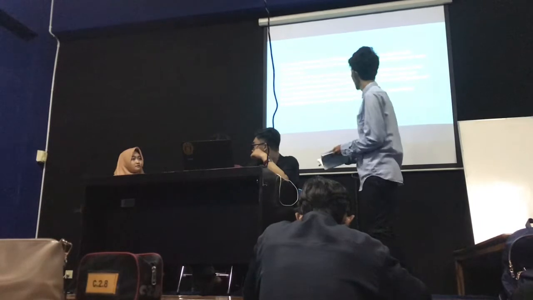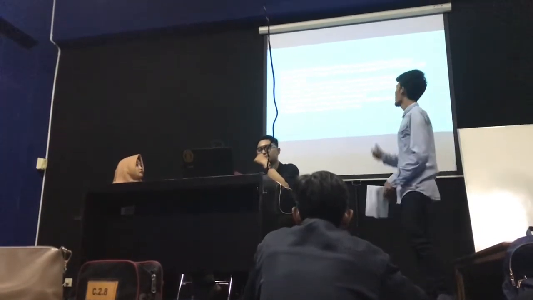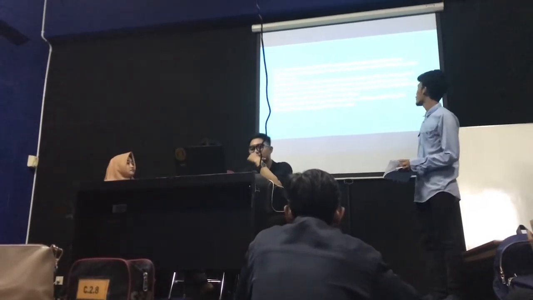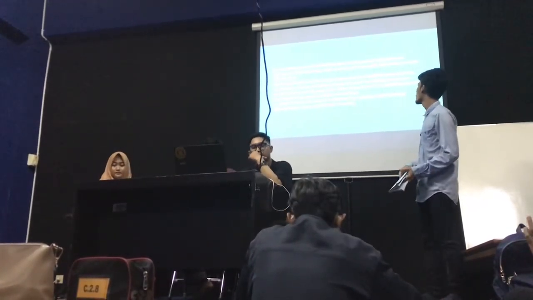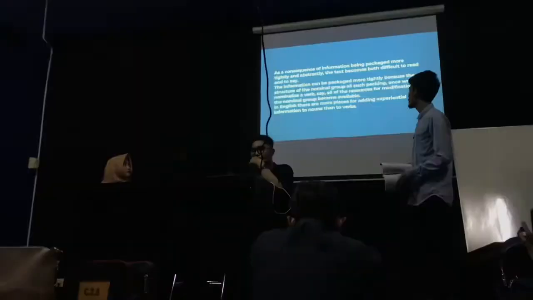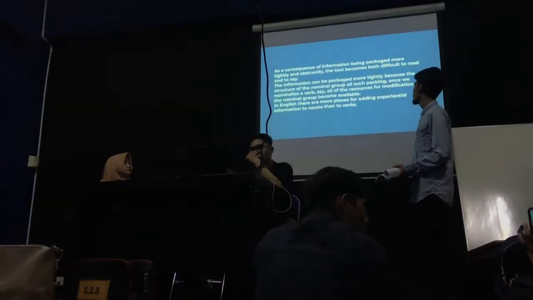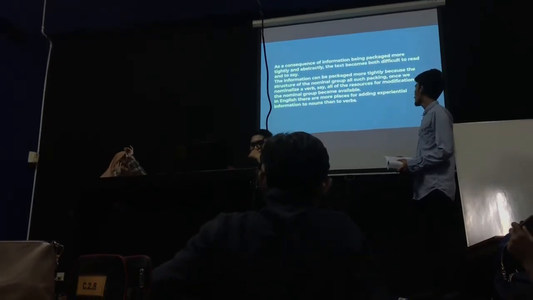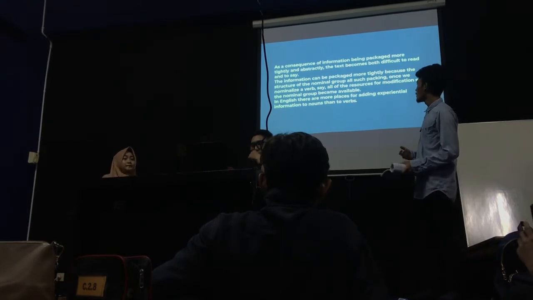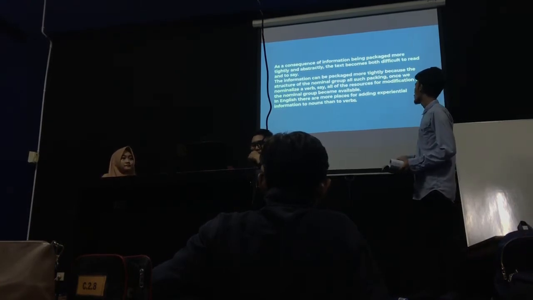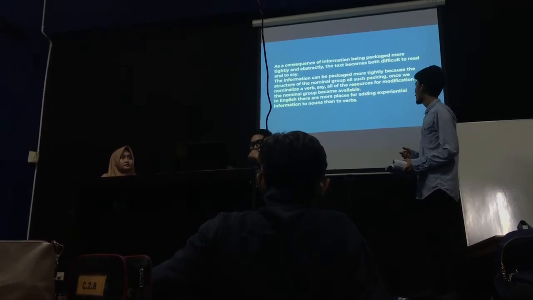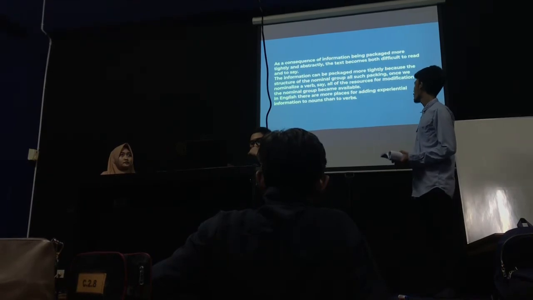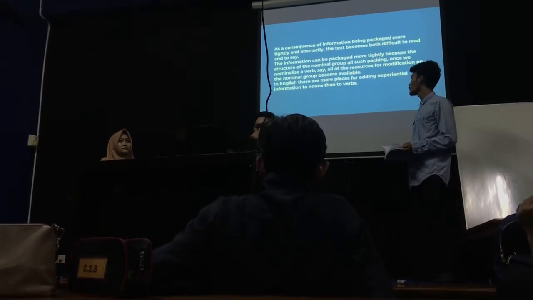Based on the example, we can say that a consequence of information being packaged more tightly and abstractly is that the text becomes both difficult to read and to say. And the information can be packaged more tightly because of the structure of the nominal group. Once we nominalize a verb, resources for modification in the nominal group become available. And in English, there are more places for adding experiential information to nouns than to verbs.